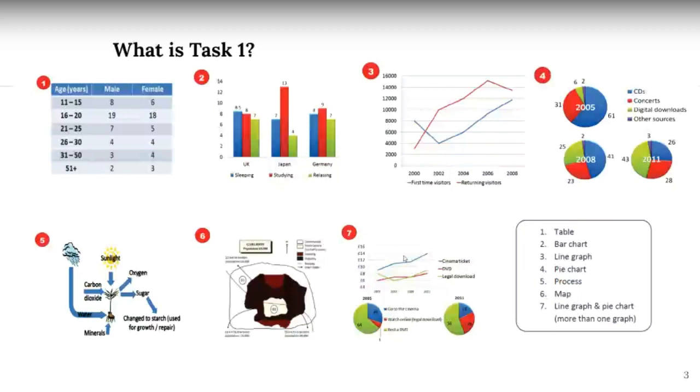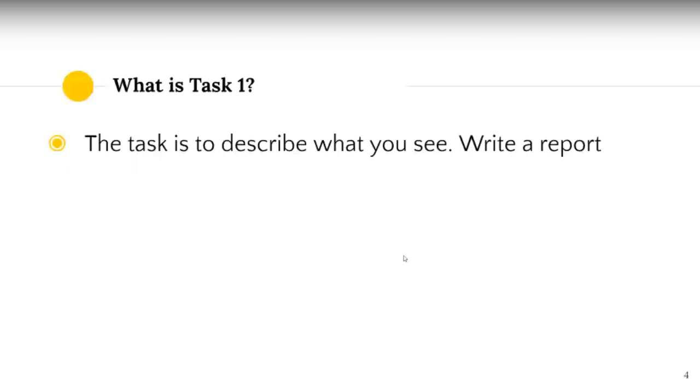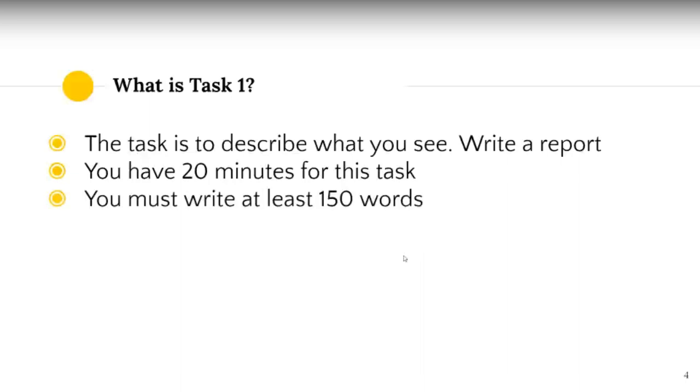So what is task one? First off, I just give you guys quick information about task one. The task is to describe what you see. So you write a report, and you have 20 minutes for this task. Sometimes you can spend more or less than 20 minutes, depending on your choice, but the suggested time is 20 minutes. You must write at least 150 words. If you don't reach 150 words, you will probably have a penalty. So try to aim for this limit, 150 words.